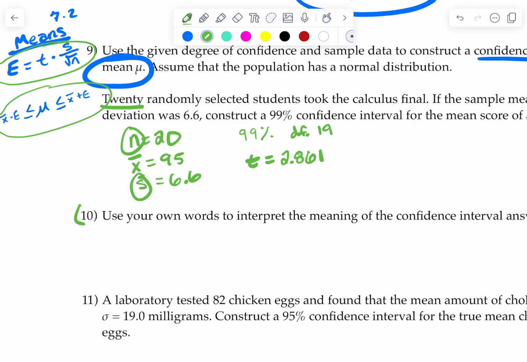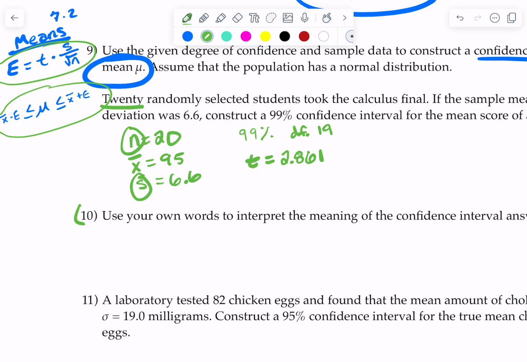Would you round this number? No. You could have a mean that's 94. I feel like you're adding it to 95. You're not correct, you did something wrong here. Oh, I didn't square it. Thank you.